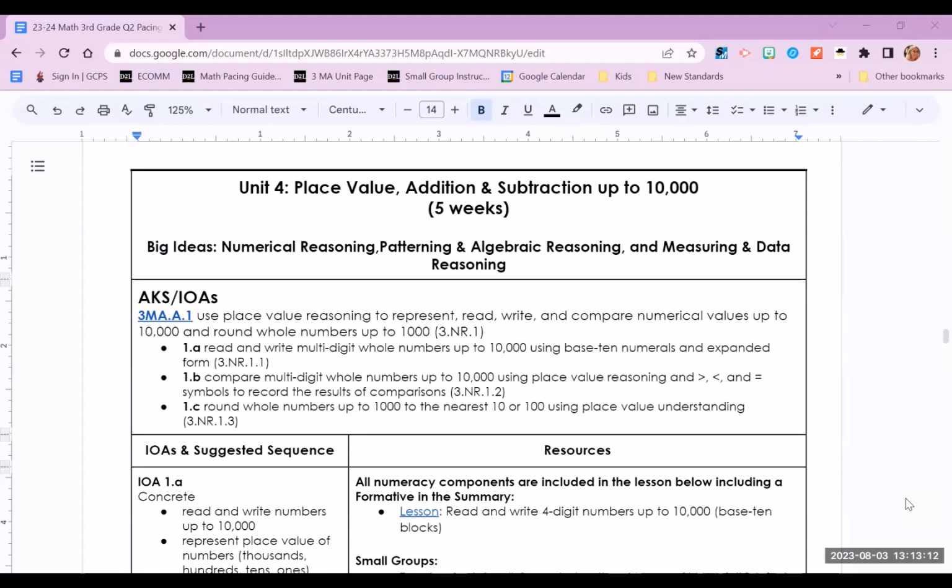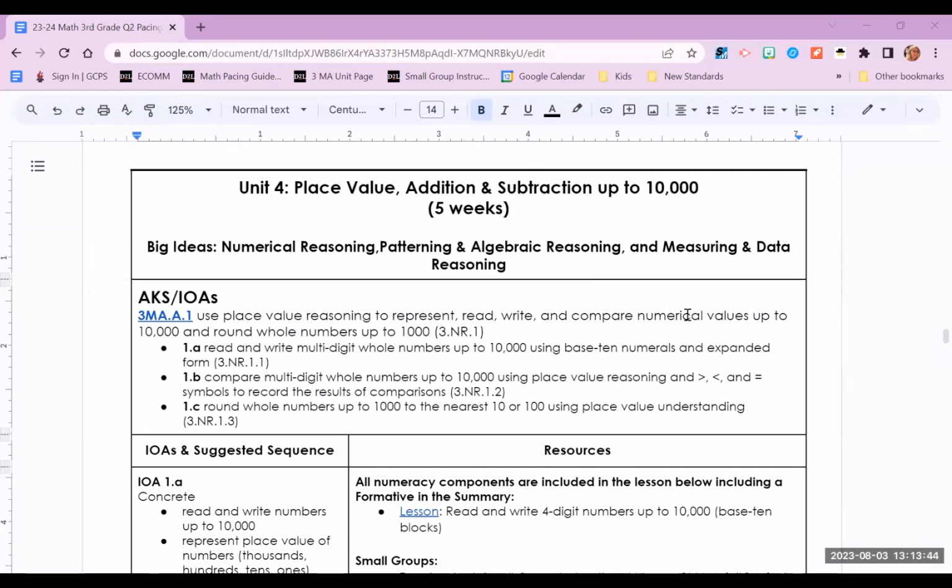Now let's take a look at the pacing guide to see how the AKS and IOAs have been paced out over the course of Unit 4. In this portion of the pacing guide, you will see the name of the unit, the big ideas for the unit, and the suggested pacing. Unit 4 will focus on numerical reasoning, patterning and algebraic reasoning, and measuring and data reasoning. The suggested pacing for this unit is 5 weeks.